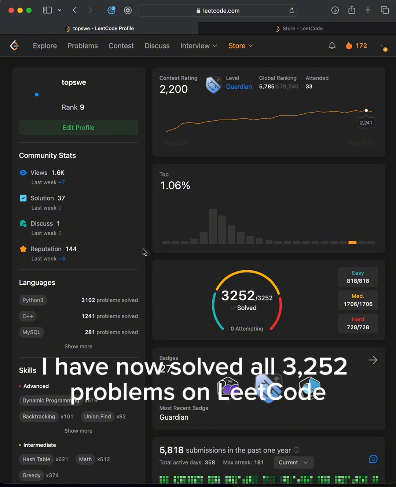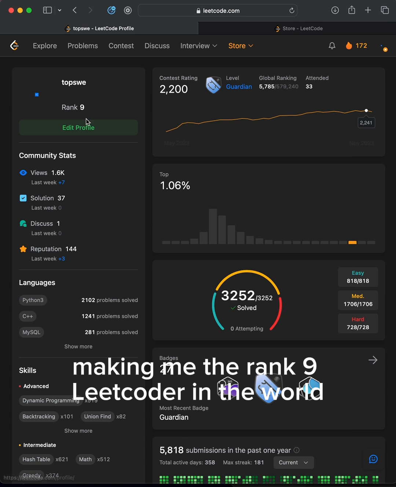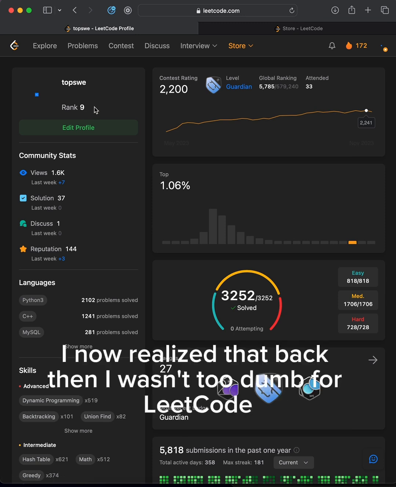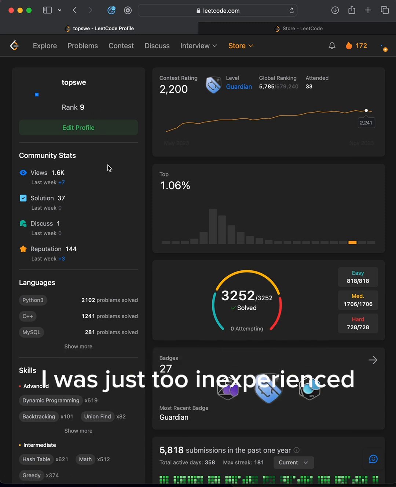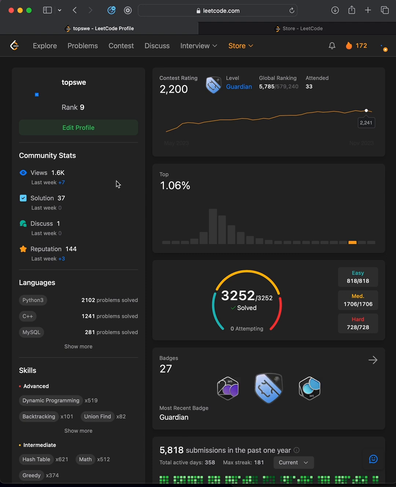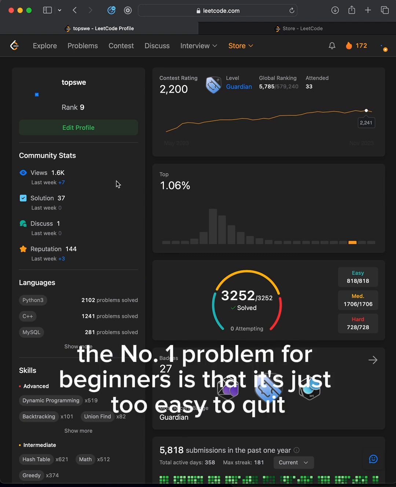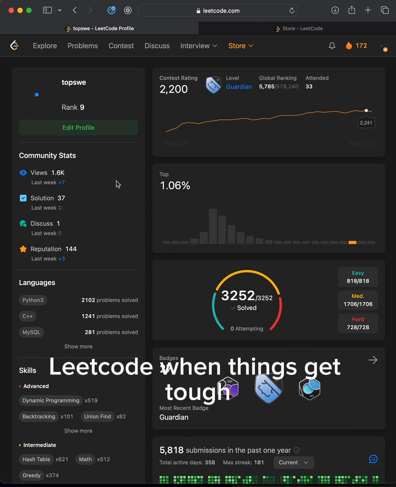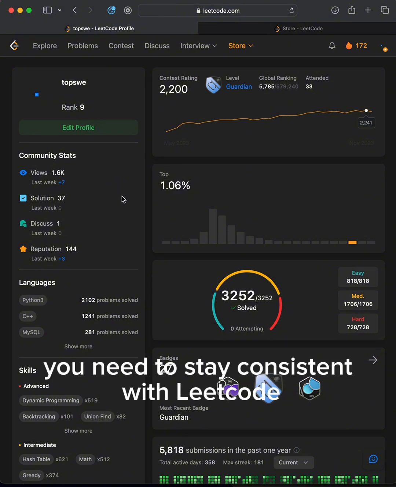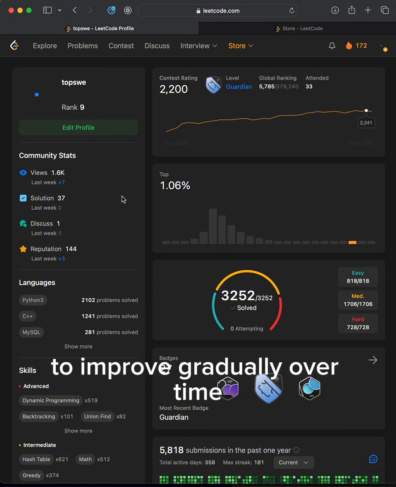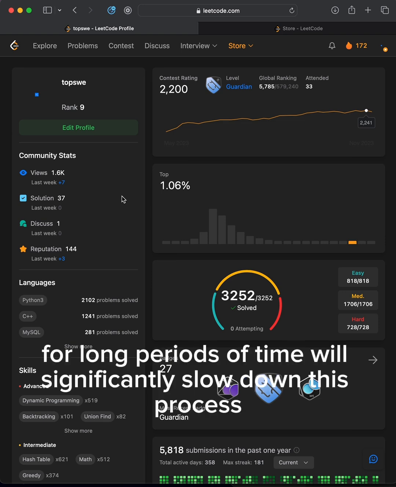I have now solved all 3,252 problems on LeetCode, making me the rank 9 LeetCoder in the world. I now realize that back then, I wasn't too dumb for LeetCode, I was just too inexperienced. The number one problem for beginners is that it's just too easy to quit LeetCode when things get tough. You need to stay consistent with LeetCode to improve gradually over time, and quitting for long periods of time will significantly slow down this process.